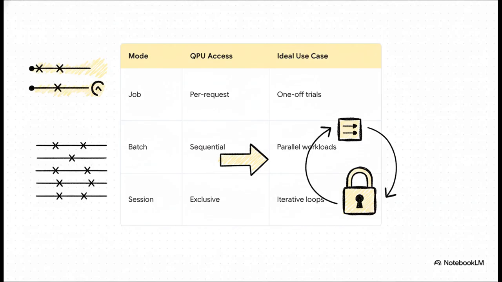Job mode is what you'd use for a quick one-off test. Batch mode is your go-to when you have a whole bunch of independent things to run and you want to do it efficiently. And then there's session mode. This is the most powerful. It gives you exclusive, dedicated access to the hardware, which is perfect for those complex algorithms where the result of one run feeds directly into the next.